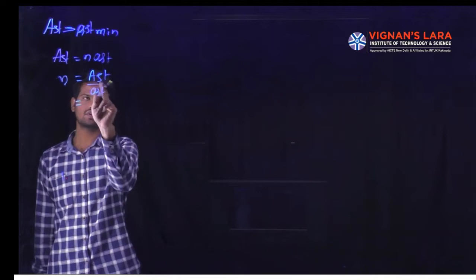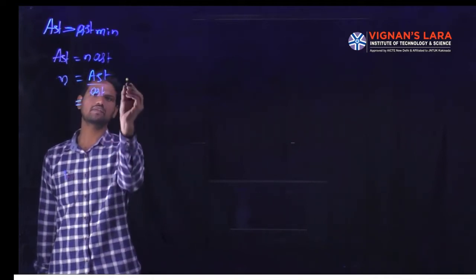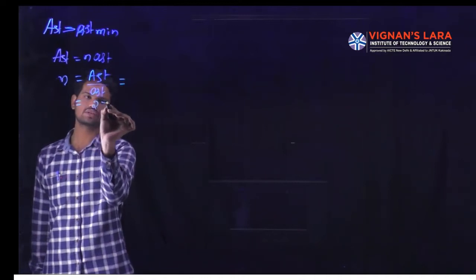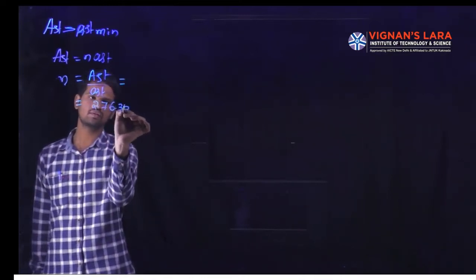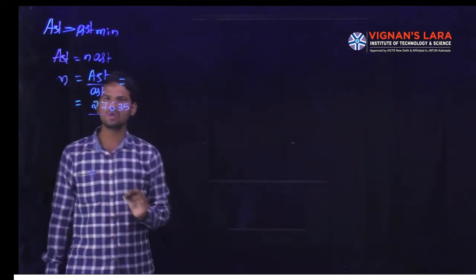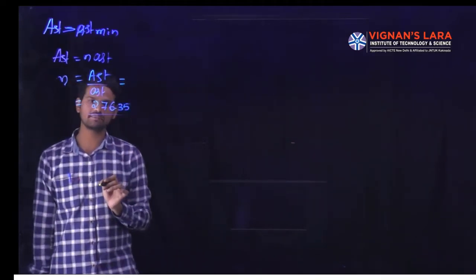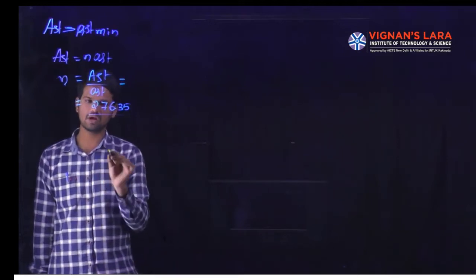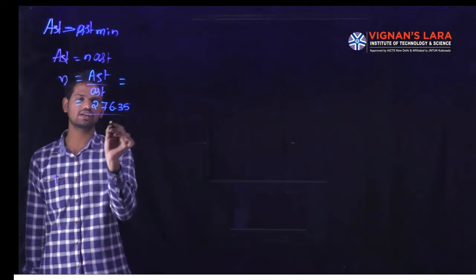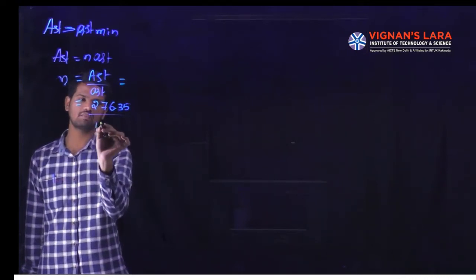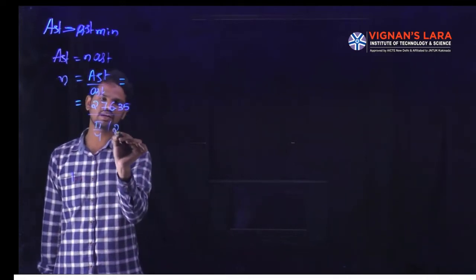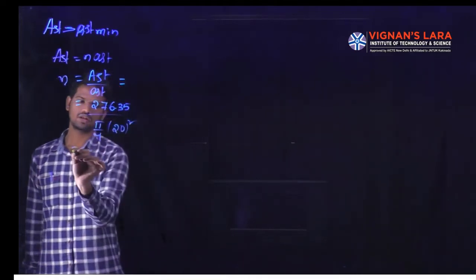Number of bars equals total area of the steel required. The total area of the steel required we calculated as 276.35 mm square. That is the total area of the steel reinforcement. Now we have to calculate the area of the single bar. We have provided a 20 mm diameter bar, so the area of a single bar is pi by 4 into d square, where the diameter of the bar is 20 mm.